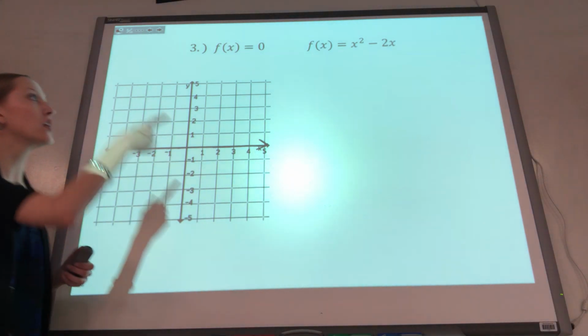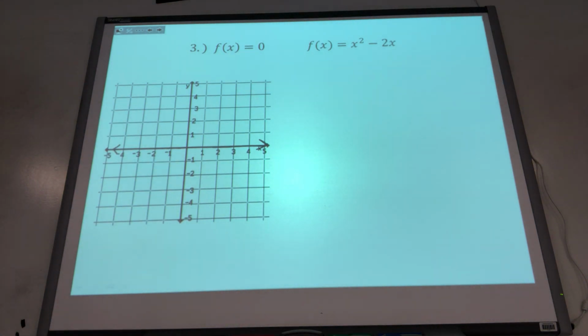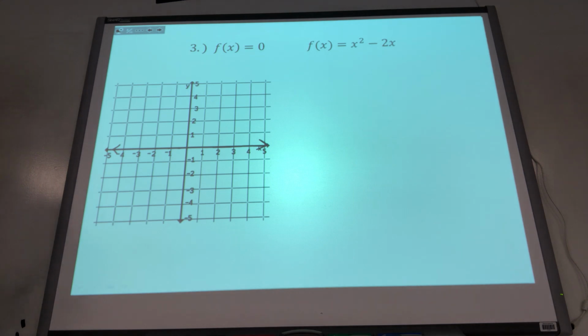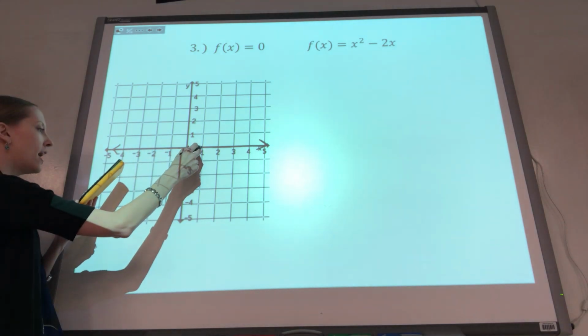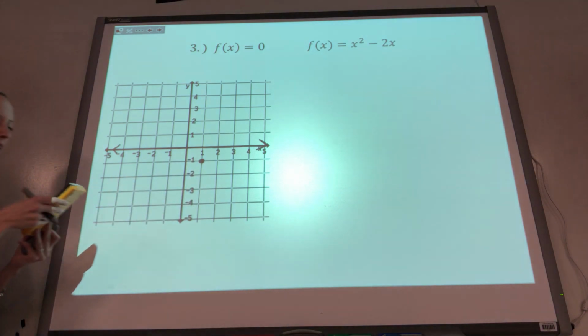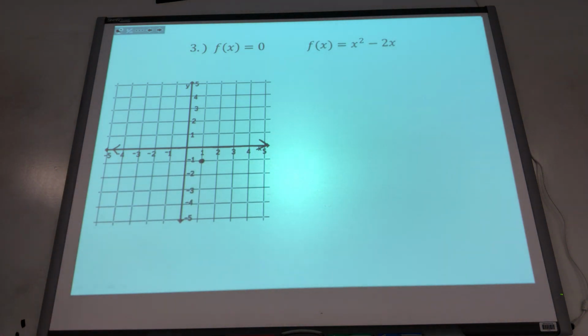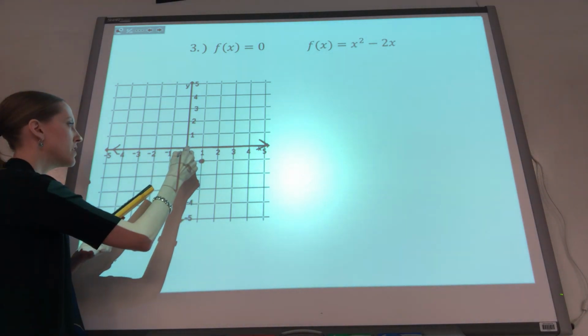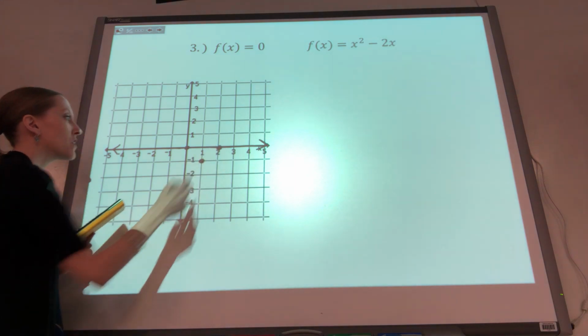Now, if the second function was just x squared minus 2, we would just shift the parabola down 2, but that's 2x, which makes it a little bit different. So I'm going to try to get some good points here from my calculator. Hit second graph if you want to see the table. So I'm thinking 1, -1. That looks to me like it's our vertex. Then we've got points at 0, 0, 2, 0.